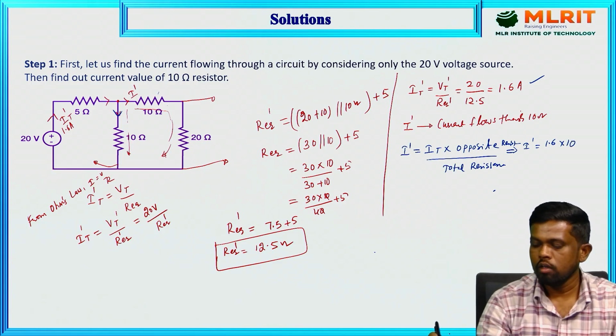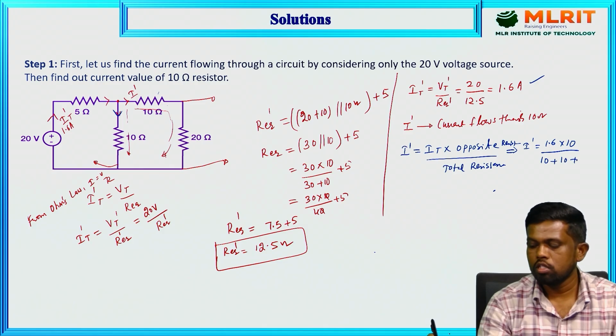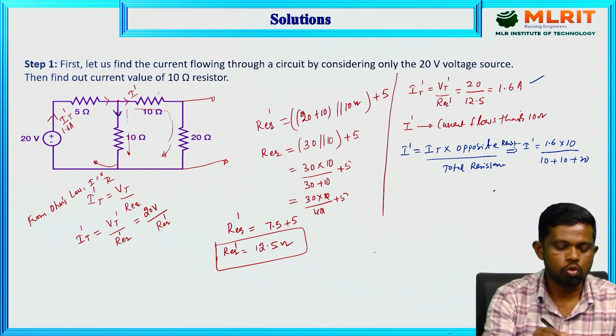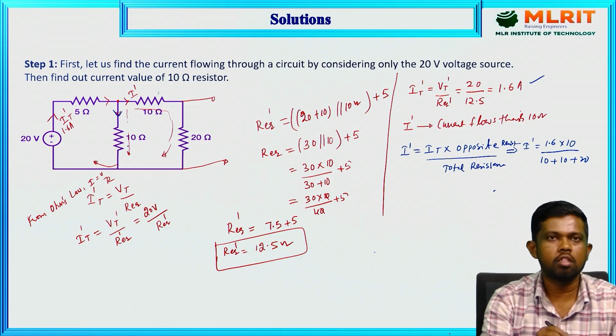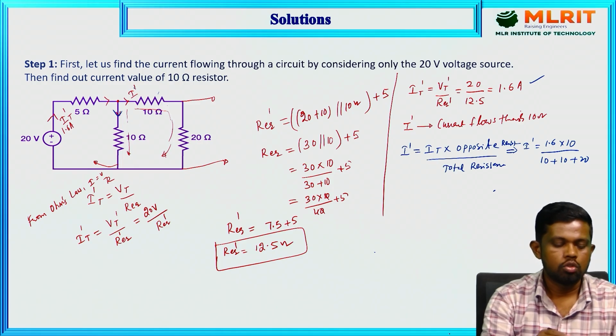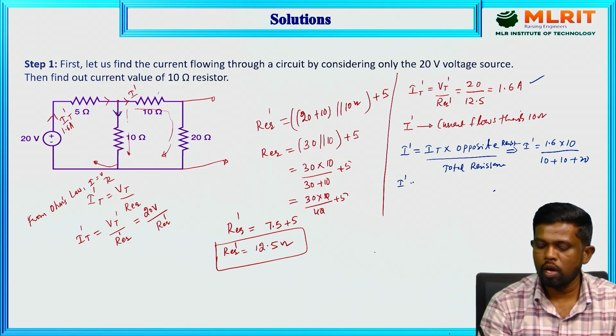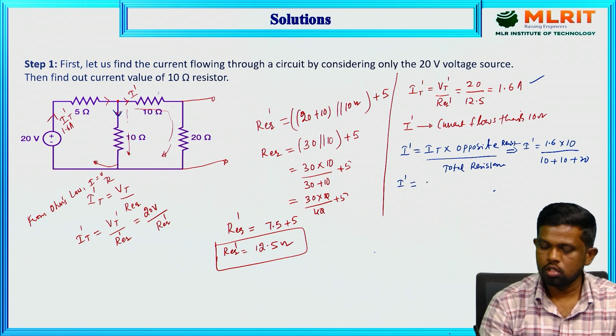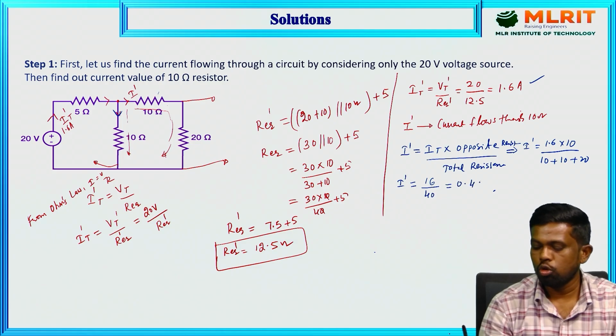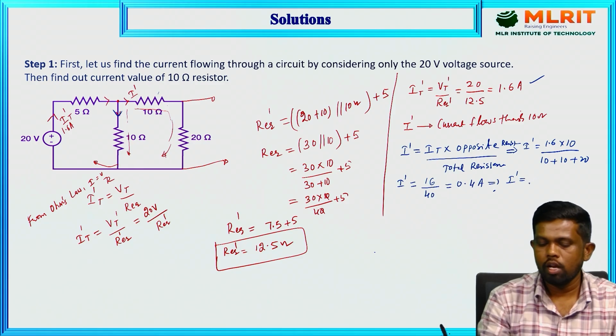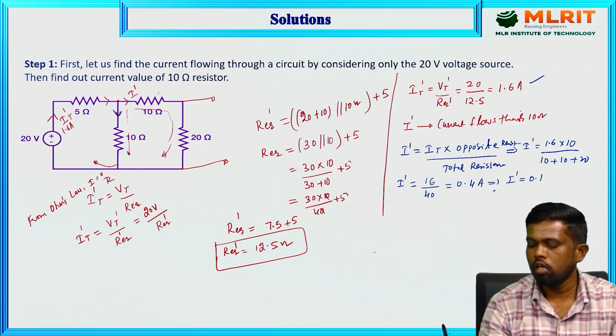Means we got here 10, divided by the total, so 10 plus, and again 10 plus 20. The total means these two combinations only. Why? Because these two branches are participating in the current division. That's why the total resistance is 10 plus 20. Therefore the I dash value equals 16 upon, finally, 40 in the denominator. So that is 0.4 ampere. The current that flows through the 10 ohm resistor while connecting the 20 volt battery is 0.4 ampere.